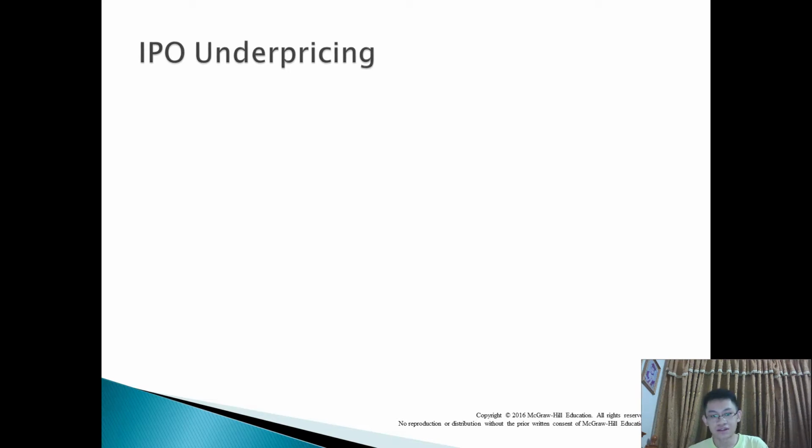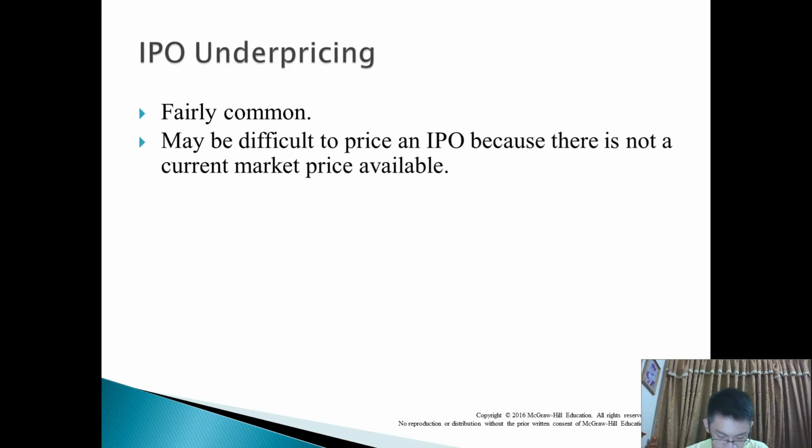Another method is also known as IPO underpricing. Determining the correct offering price is probably the most difficult task the lead investment bank faces in an initial public offering, because there is no current market price available. The process of determining the best offer price is called bid building. This leads to the method of underpricing. Underpricing is actually quite common.